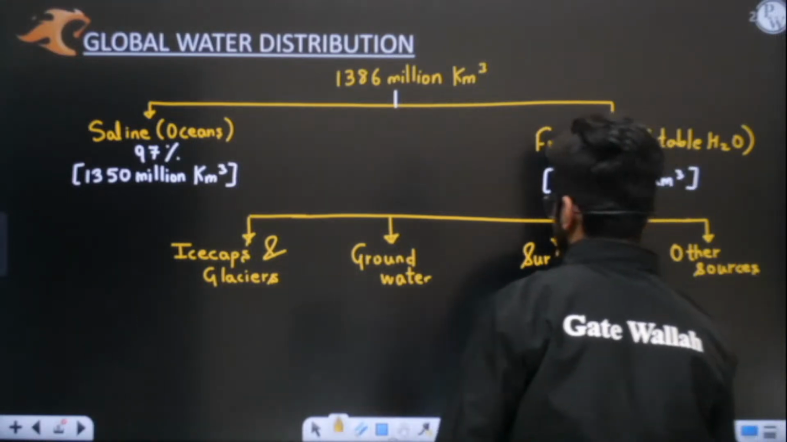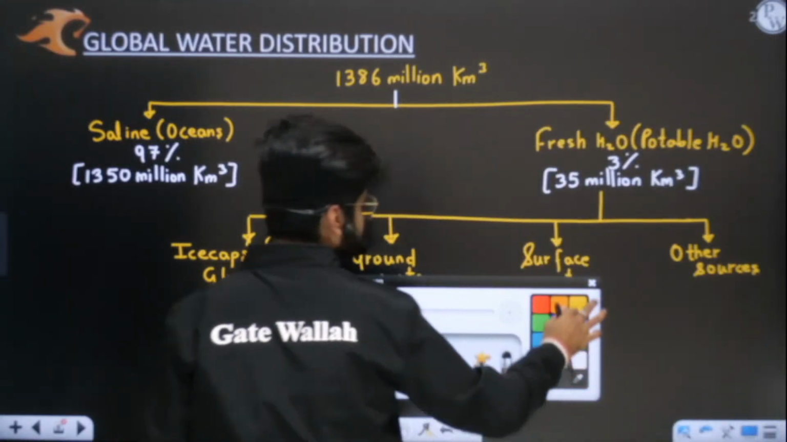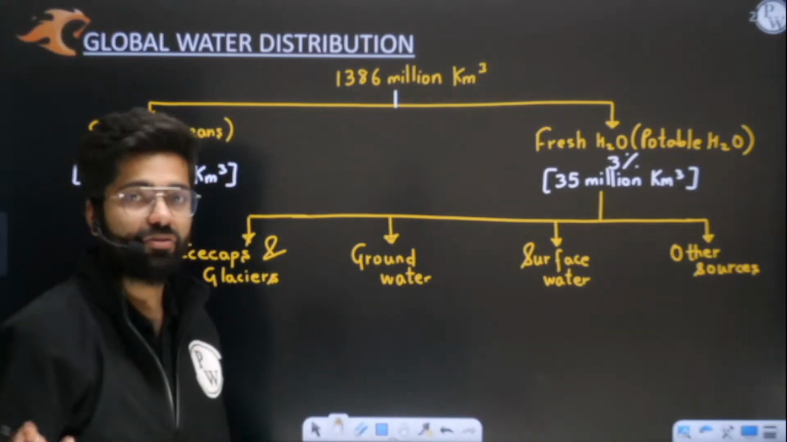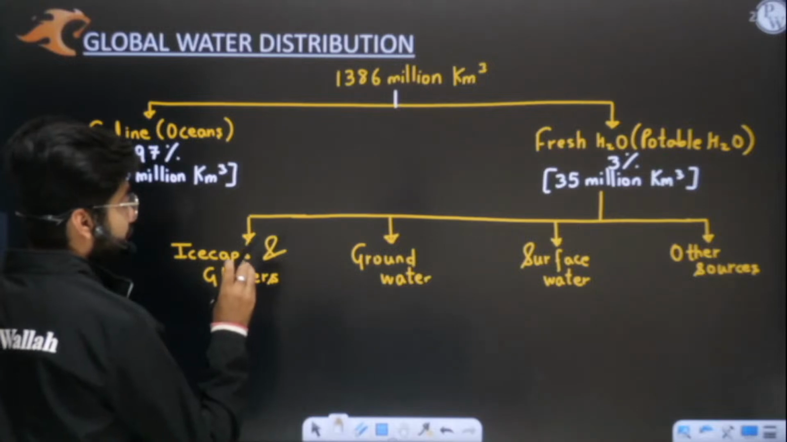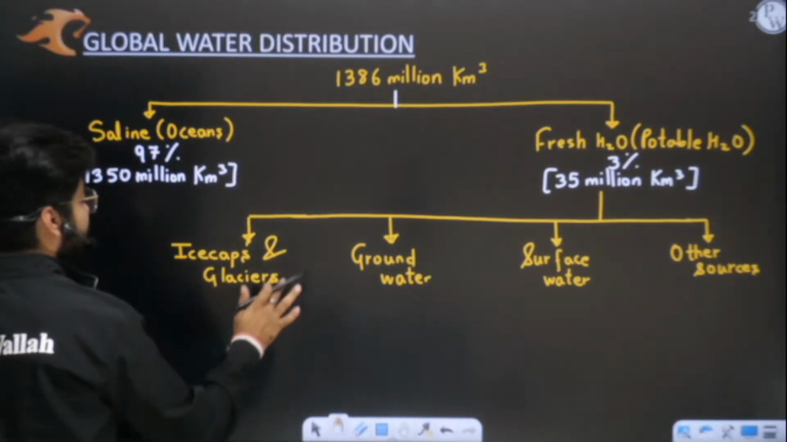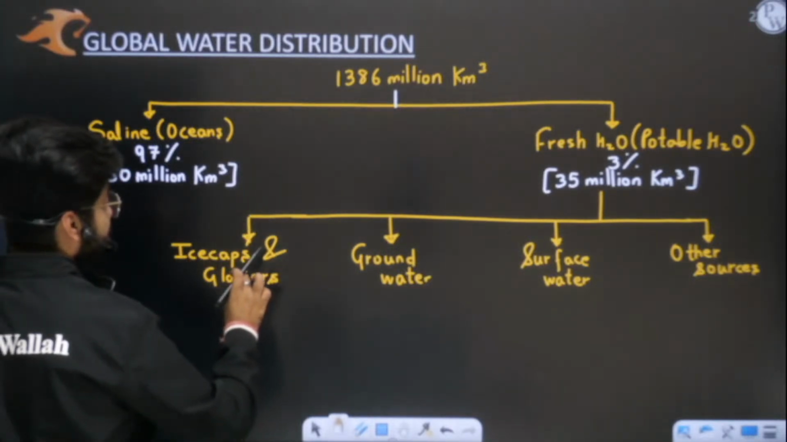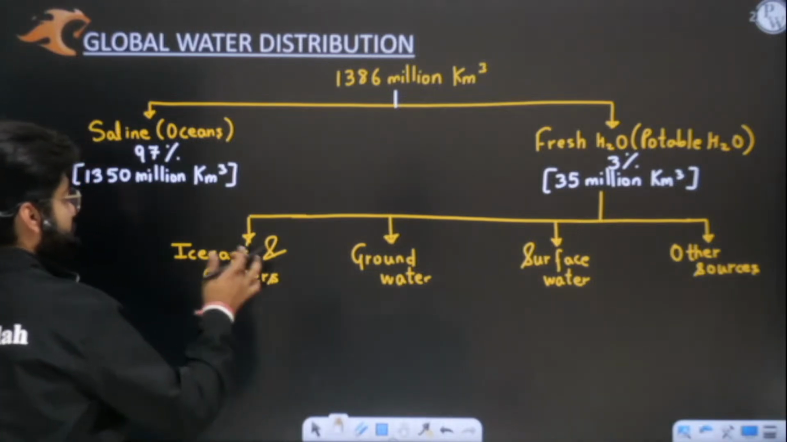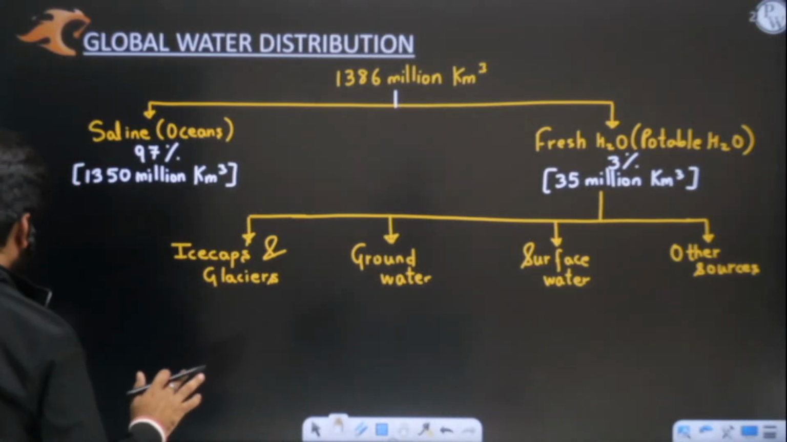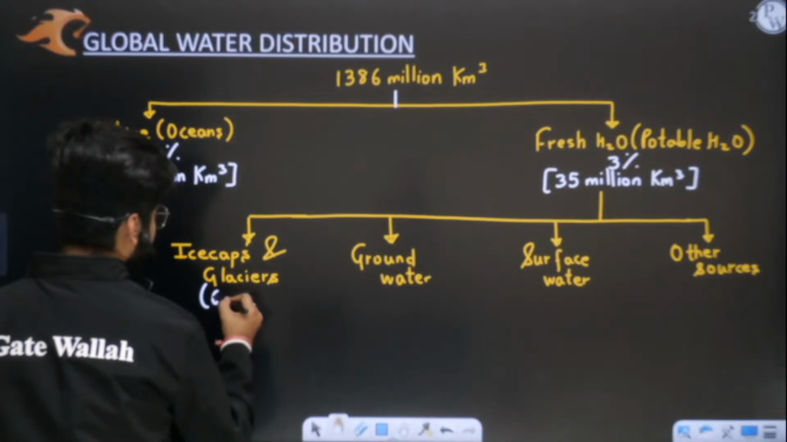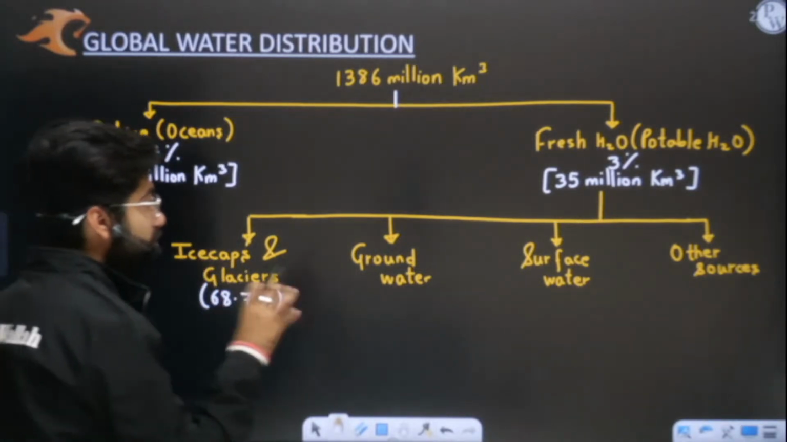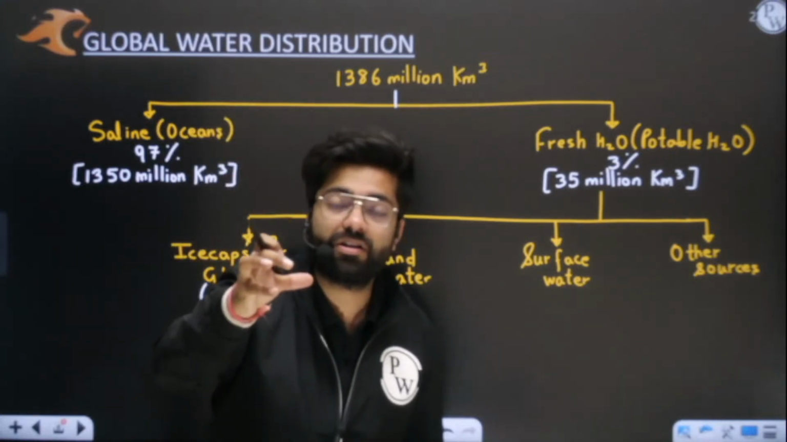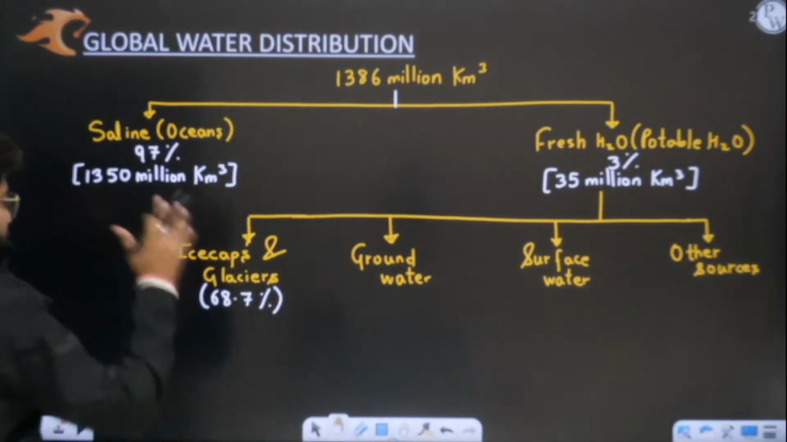So you need to understand. You will be surprised, or astonished, when you get the fact that the total quantity of water which is in solid, or frozen, form is approximately 70%, or exactly 68.7%. Most of the fresh water is frozen.